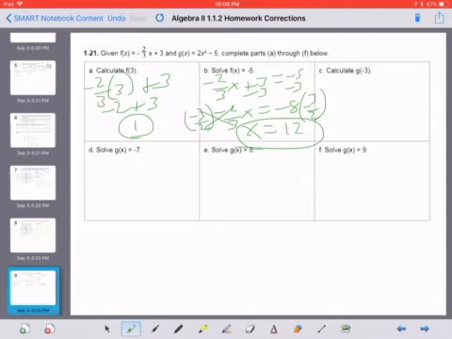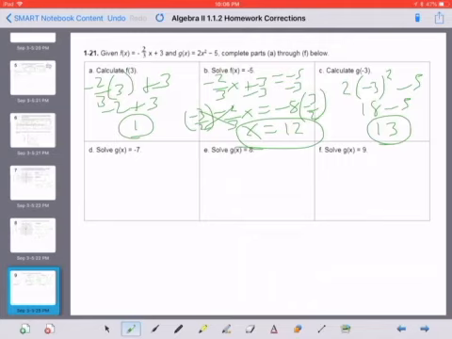In C, we're calculating g of -3 in the second function. So we're going to do 2 times -3 to the second power minus 5. So I get 2 times 9, 18, minus 5, or 13.